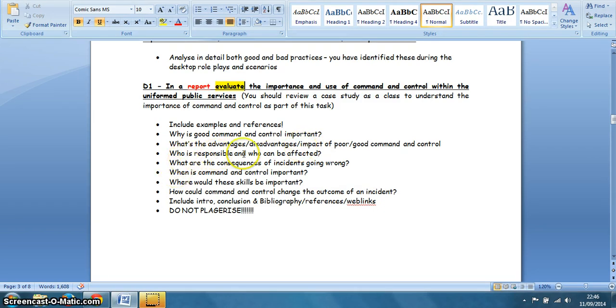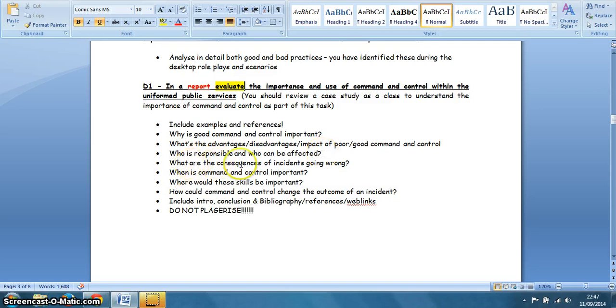So who is responsible and who can be affected? Well, this is what you'll learn from your tutor notes, but ultimately the person responsible is going to be the officer in charge for command and control. So who could that affect? It's not just going to affect his team, it could affect the public, people who are looking to rescue, external agencies, and other services. So this is what you need to include. But don't just say who can be affected, say how it could affect them. Okay.